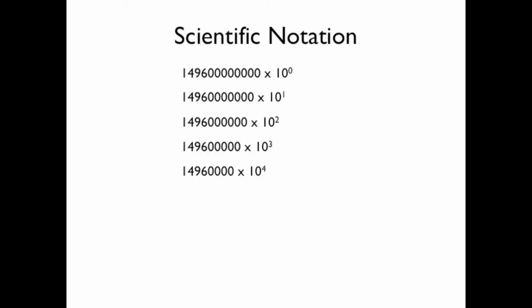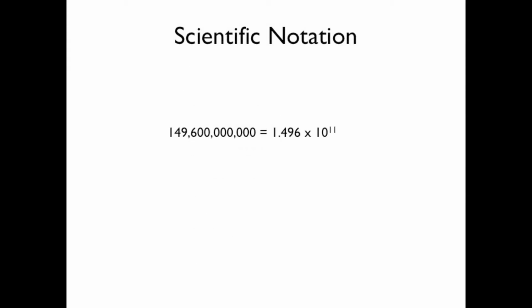Each time, the really big number is getting smaller, but it is multiplied by a factor of 10 that is getting bigger. If you keep going until you have a number less than 10, but still greater than 1, times a power of 10, then you have just converted the number to scientific notation. So, 149,600,000,000,000 equals 1.496 times 10 to the 11th.